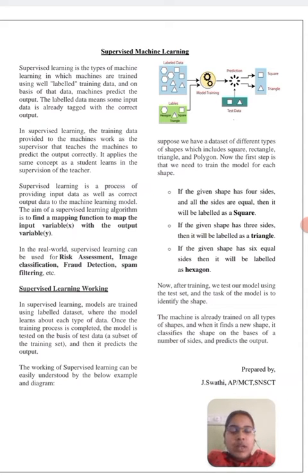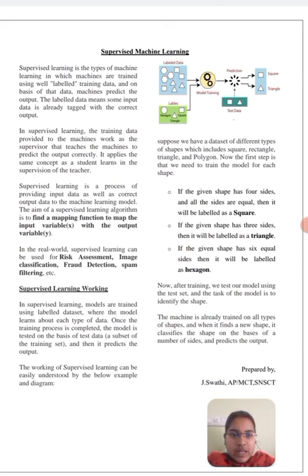Now we are giving it to one model for training, where the data set is compared with the correct label and tested for the correct output, and thus it keeps on learning with the comparison. Suppose we have different data sets of different types of shapes, which include square, rectangle, triangle, and polygon. Now, in the first step, we need to train the model for each shape.